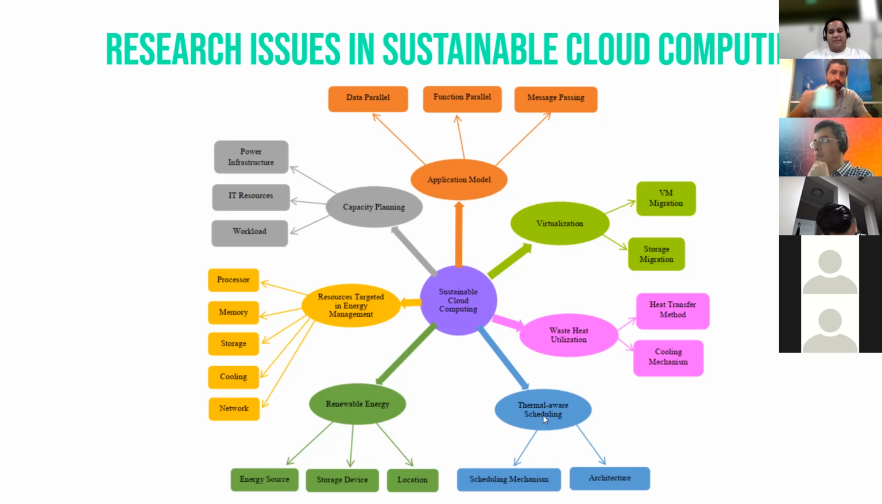For thermal aware scheduling, the important components of thermal aware are architecture and scheduling mechanisms. The architecture can be single core or multi-core, while the scheduling mechanism can be reactive or proactive. Heating problems during execution of workloads reduce the efficiency of cloud data centers.